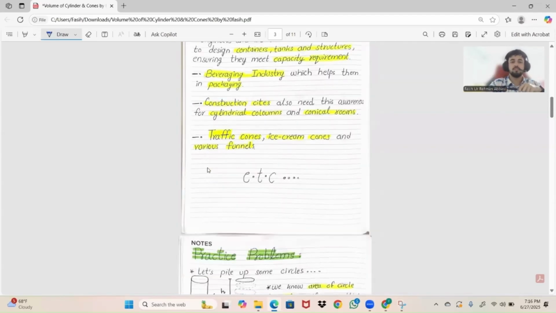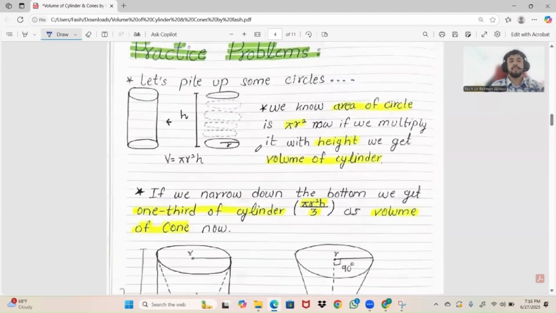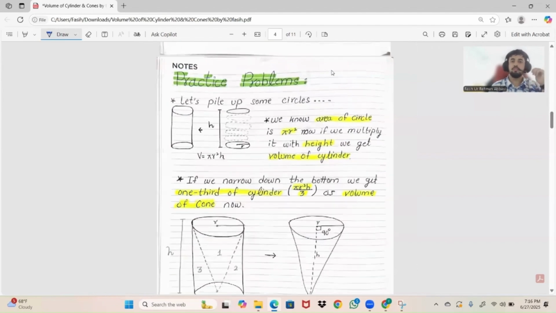And etc. Now coming to the real part, practice problems. What is a cylinder? So basically, I have a stylus right here. I can write also, but I already did all the writing, so I'm just going to pinpoint some parts. So practice problems, why and how did they come in? So we know circles. I'm not going to sidetrack. If I tell you about circles, it will take a lot of time.